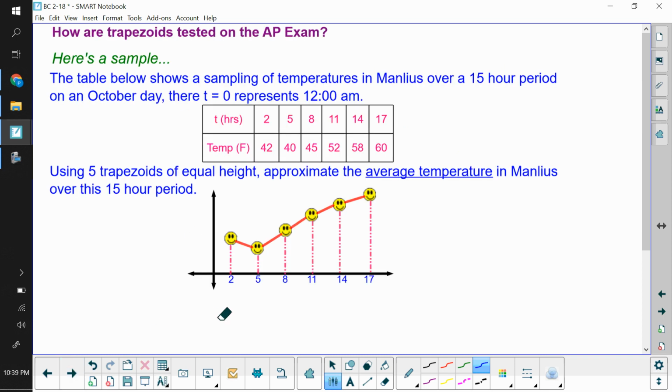All right, one last one for today. We'll give you a moment to read through this problem.